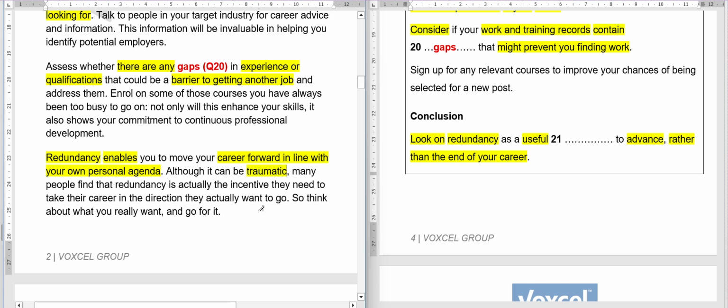Though it can be traumatic, we understand that. Many people find that it is actually the incentive or the push they need to take their career in the direction they actually want to go. So it's basically a thing that helps them take their career on the particular track they have always wished for. So think about what you want to do and go for it. Obviously our answer is in this particular sentence. So you have some time to tell me the answer, and time starts now.